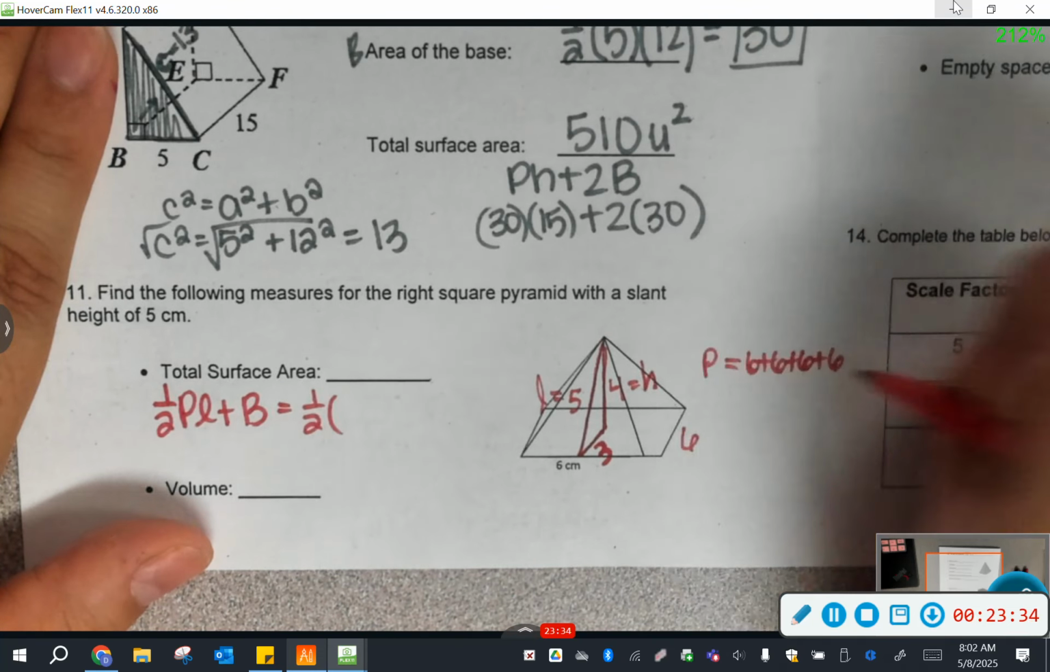On the other side, real quick, I need to go over this chart. If this is 5, what's my perimeter going to be? No, my perimeter. 5, same thing. What's the area going to be? 5 squared, which is 25. And what is the volume going to be? 5 cubed, which is 125.